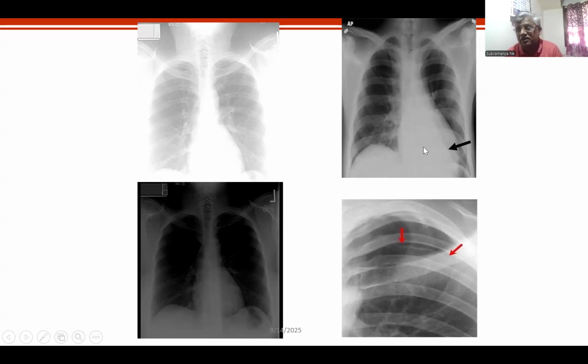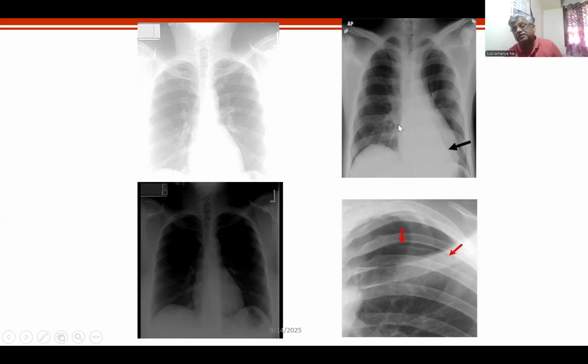Am I done with that, Dr. Nagmani? I'll come back to inspiration and expiration. Inspiration, this is the anterior ends of the ribs. Dr. Nagmani, I'm explaining for you. 1, 2, 3, 4. This is an expiratory film. You understand? Exposure is correct, but this again happens to be an expiratory film.